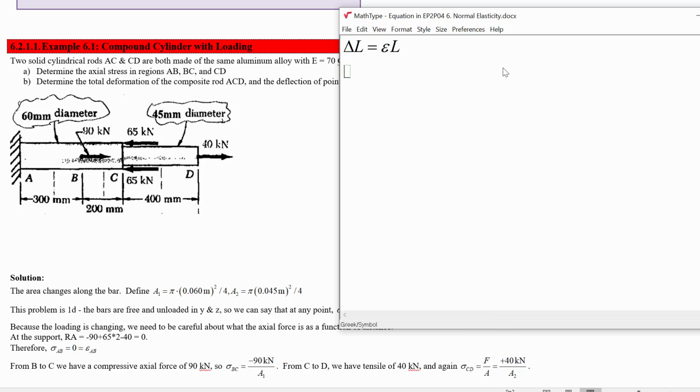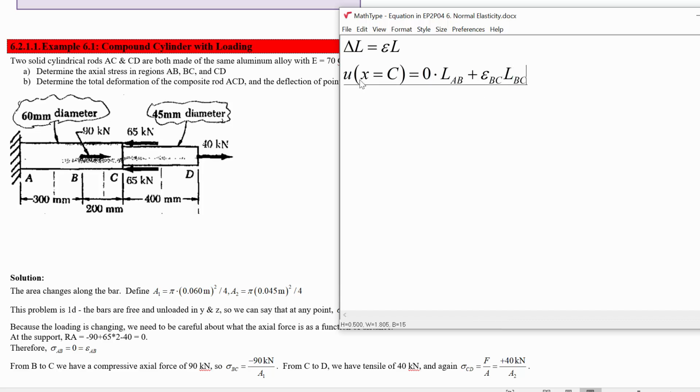So we could say that delta x of point C, maybe we'll make a variable for delta x. Let's call u the displacement. So u at C, u at x equals C, would be equal to 0 times L_AB, the length from A to B, because there's no strain there, plus epsilon in BC times the length from B to C.